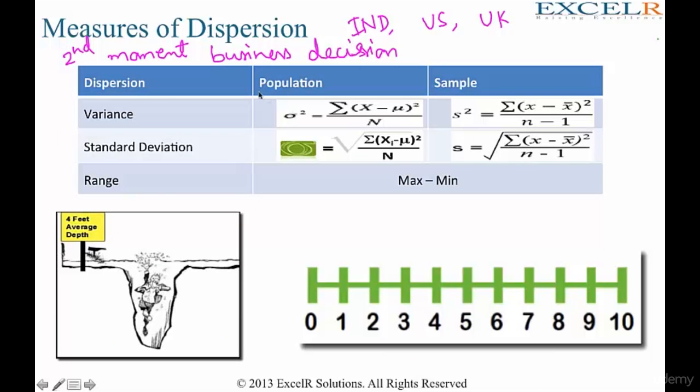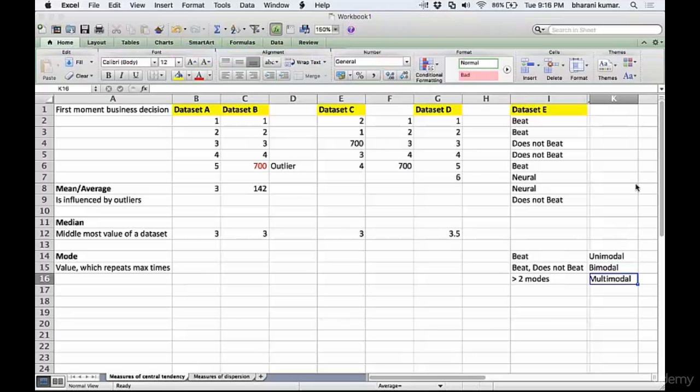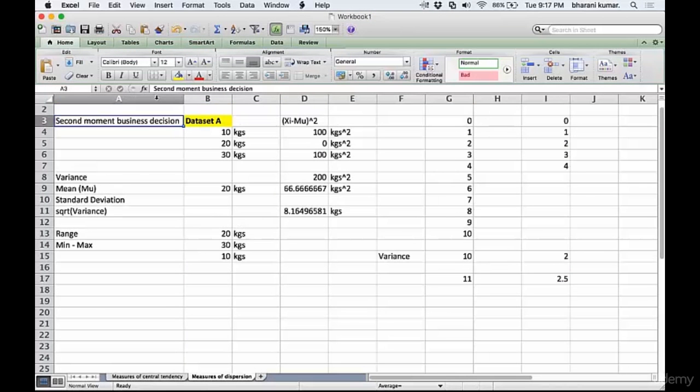Now let us understand the second moment business decision using the Excel sheet. Here I've already written these examples. I've written here that this is second moment business decision because this is the second question which any management person would ask. I have a data set as an example. Say I'm measuring the weights of the kids. Weight of the first kid is 10 kgs. Weight of the second kid is 20 kgs. And the weight of the third kid is 30 kgs.